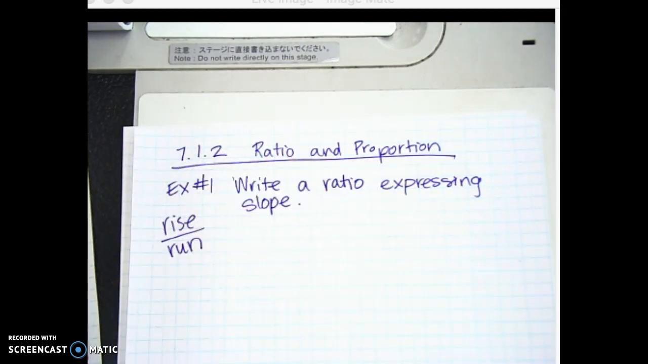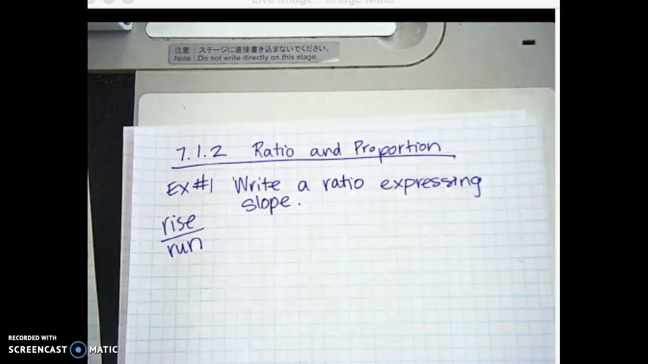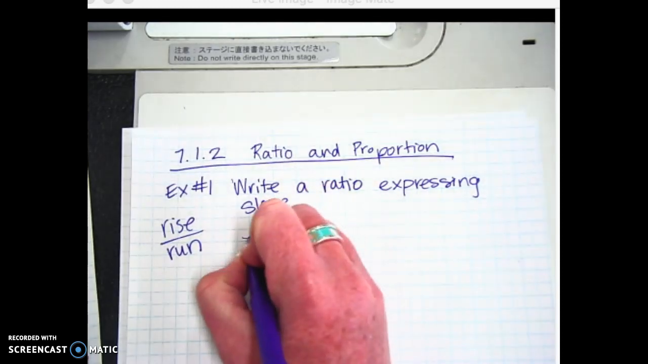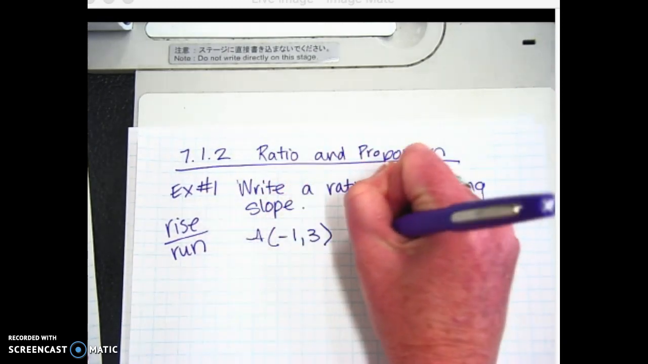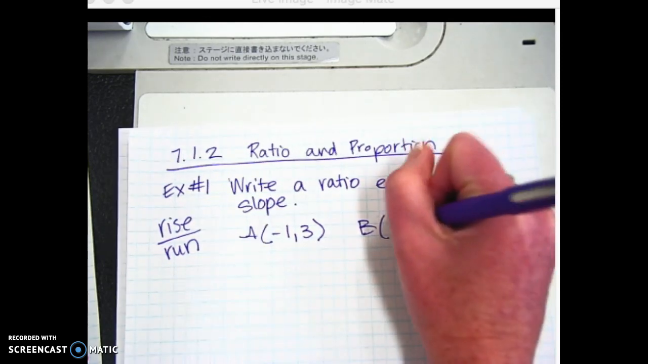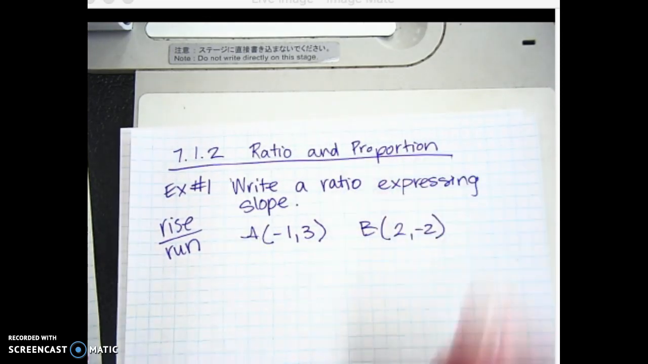So if it's a positive number, what is your line going to look like? Going up from left to right. If it's a negative number, it's going down from left to right. If it's zero, it's flat. It's like you're driving through the desert, right? What if it's undefined or there's no slope? It's your vertical line, okay? So I'm going to give you 2 points. Point A is at -1,3, and point B is at 2,-2.